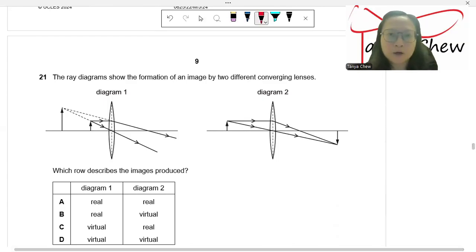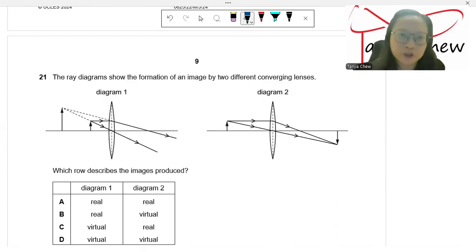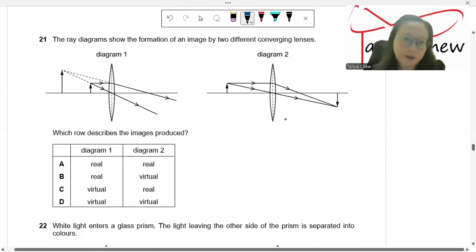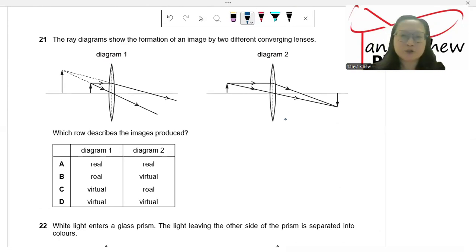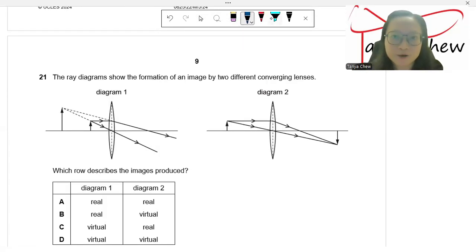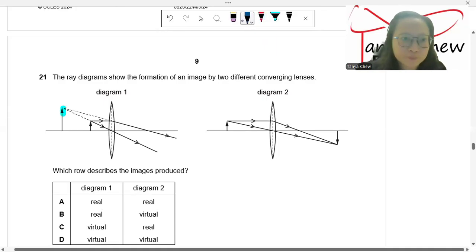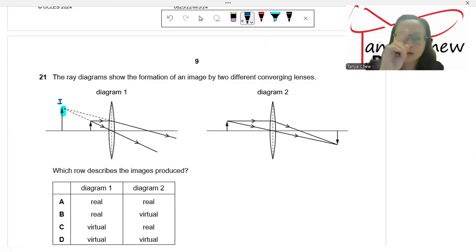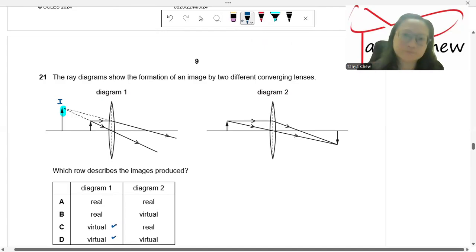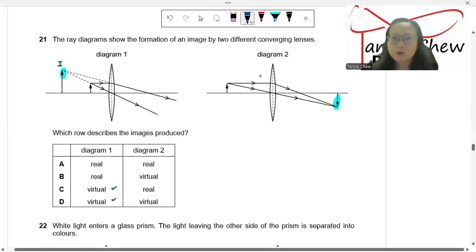Question number 21. The ray diagrams show the formation of an image by two different converging lenses. Which row describes the image produced? In diagram 1, the image is here. When the image is formed in front of the lens, which is on the same side as the object, the image is called a virtual image. This is where the image is being formed for diagram 2. When the image is formed at the back of the converging lens, the image is called a real image. Therefore, C is the answer.